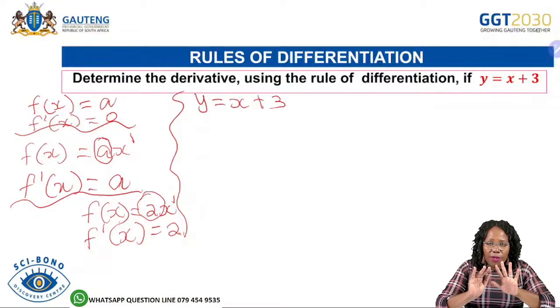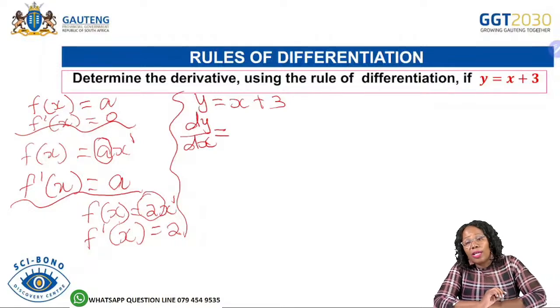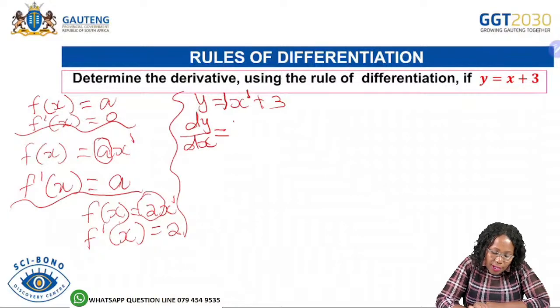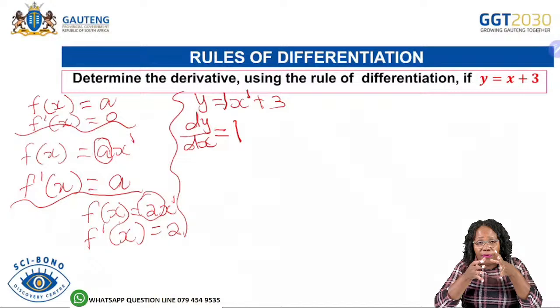Notation, take care of the notation. We are starting deriving now. For y, we change this to dy dx, meaning we are deriving y in terms of x. Okay, right. We look at the rules now. The rule says if it is to the power 1, I must take the coefficient. What is the coefficient of x? It's 1. I'm done with the derivative of x.